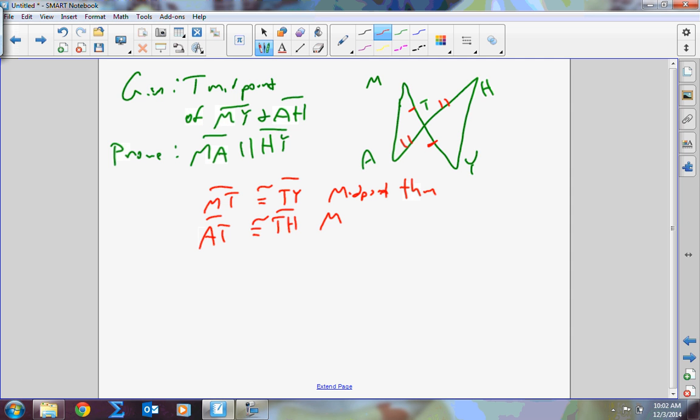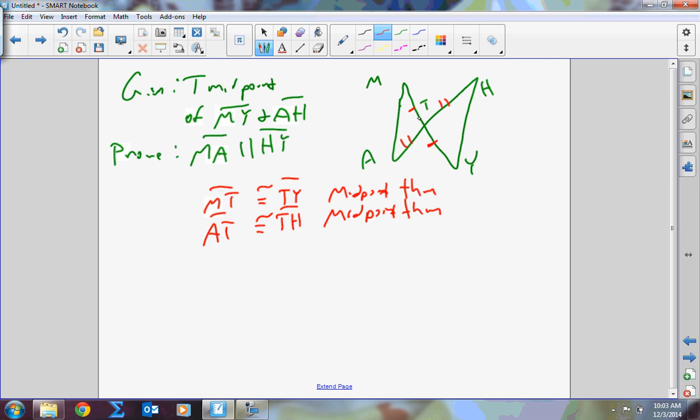Again, those would be congruent by midpoint theorem. Now, please remember there's no such thing as third side theorem. We have a third angle theorem, but we don't have a third side theorem. So you don't know that MA is congruent to HY. So the side is out.